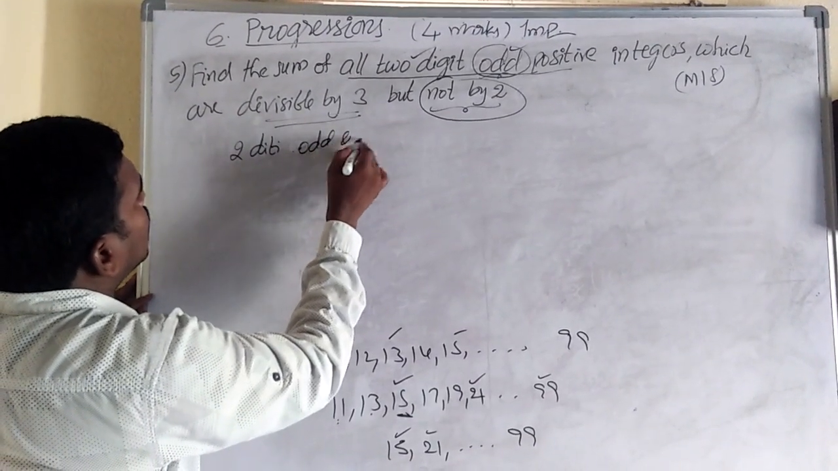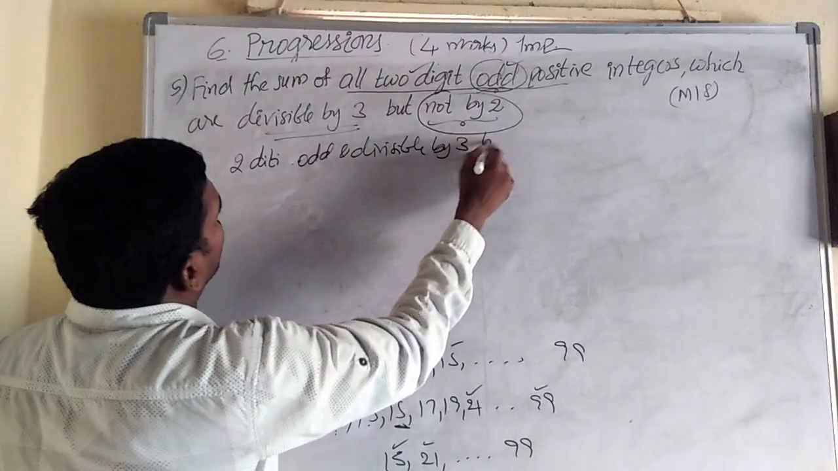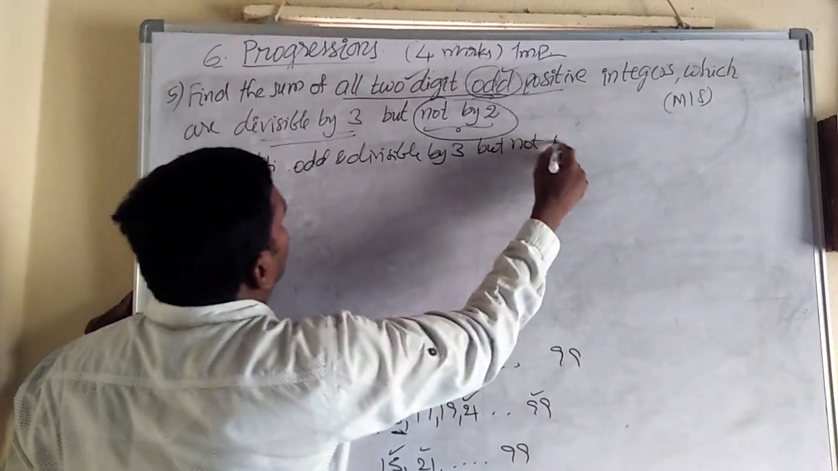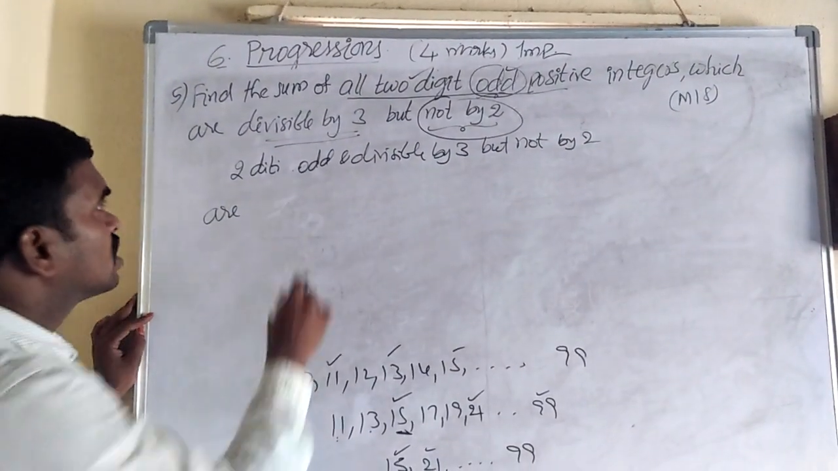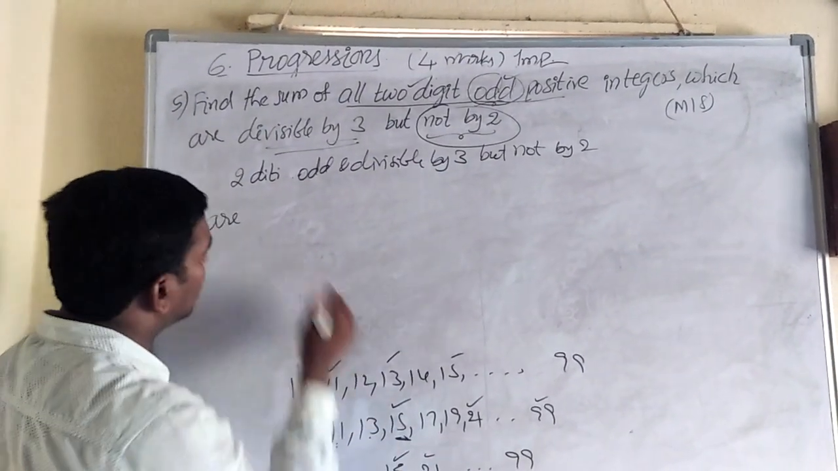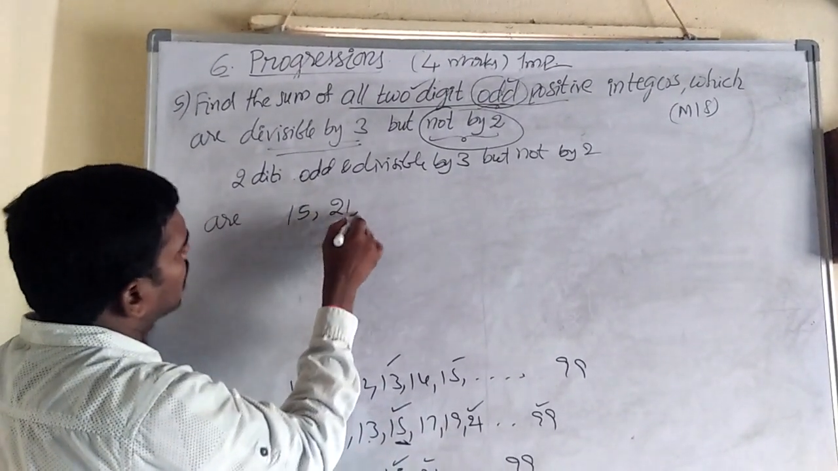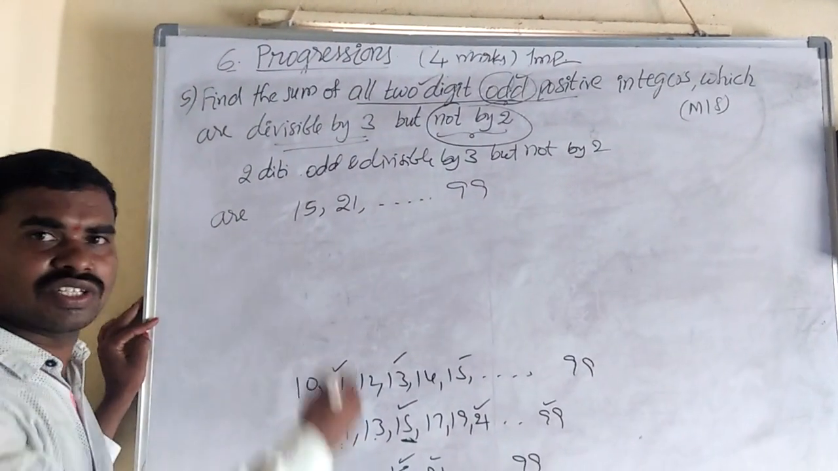Okay? So two-digit numbers that are odd and divisible by 3 but not by 2. The numbers satisfying this statement form the series 15, 21, and so on up to 99. So now same as before.